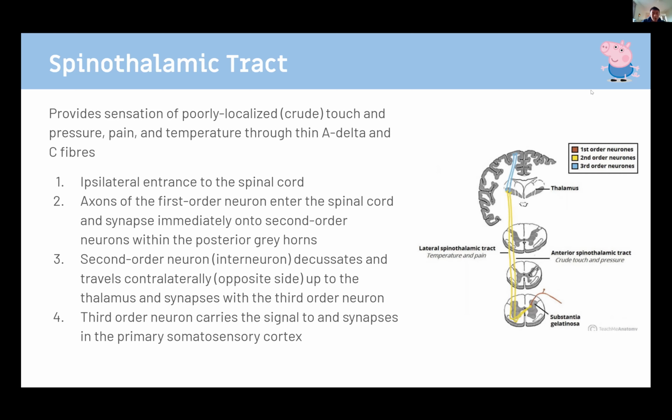And then the second order neuron, which is an interneuron, will decussate, it will cross over to the right side, and it will travel up contralaterally, meaning the opposite side, because you've crossed over, so it's contralateral now. And it will carry it up to the thalamus and synapse with the third order neuron. And then the third order neuron will carry the signals to and synapse in the primary sensory cortex again.